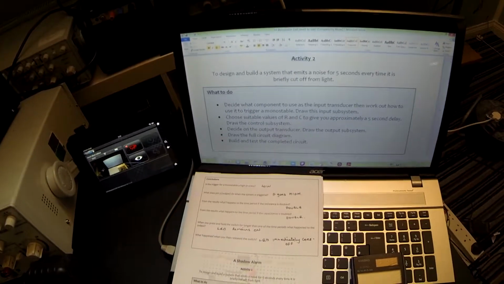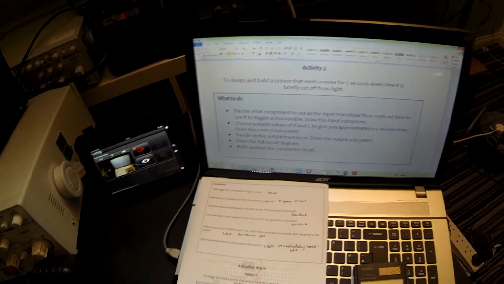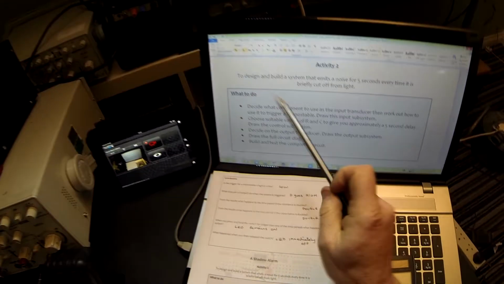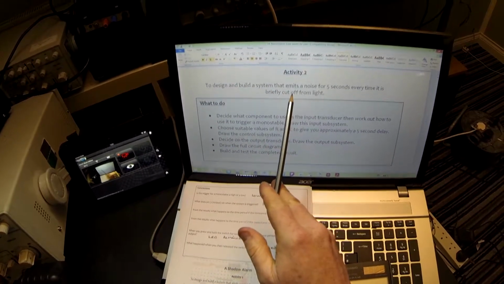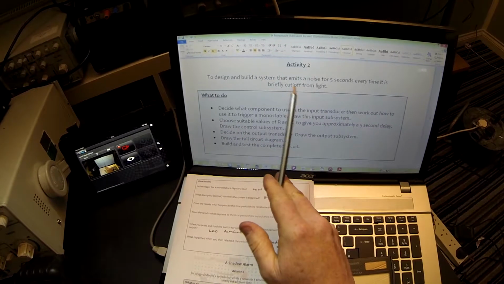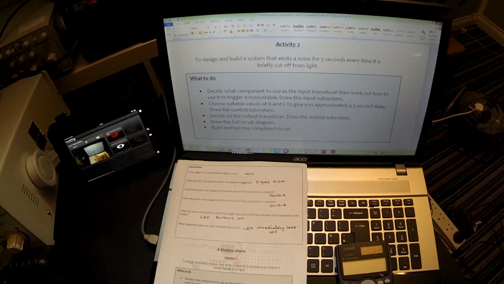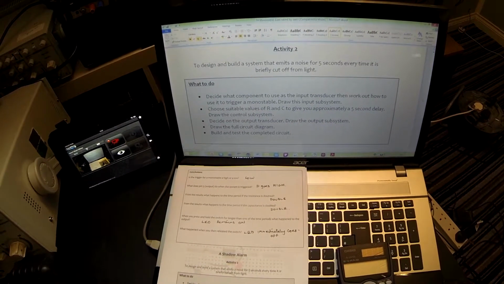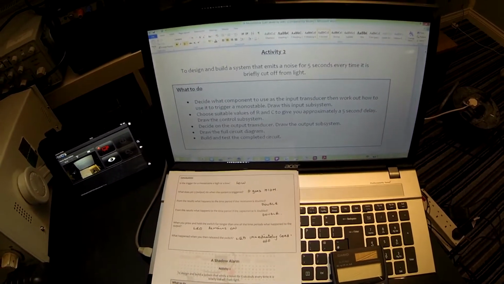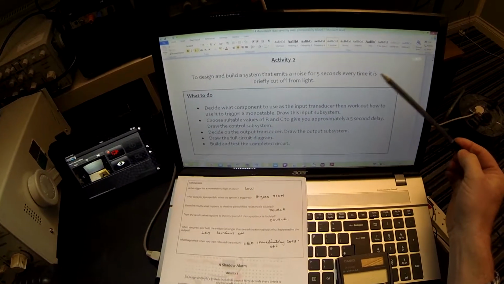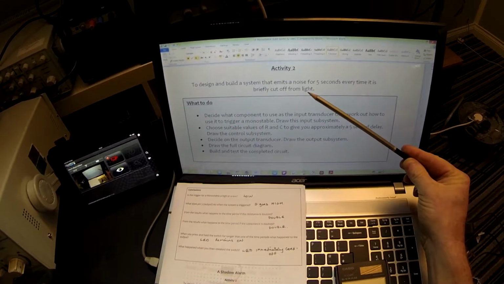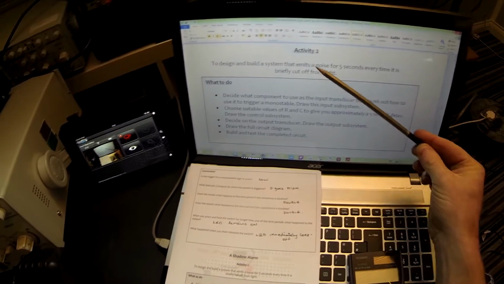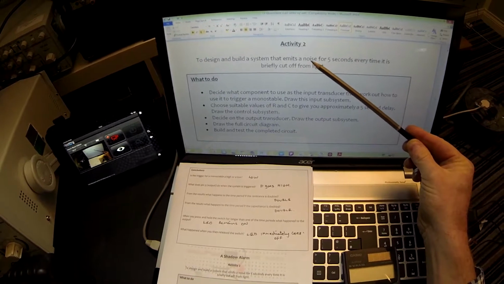In activity 2, we're going to do a little design and build task. So what I want you to do is to design and build a system that emits a noise for 5 seconds every time it is briefly cut off from light. So we're going to be using our original circuit, which is our monostable. But this time we are going to trigger it by some form of light activation, and the output is going to be something that emits a noise.